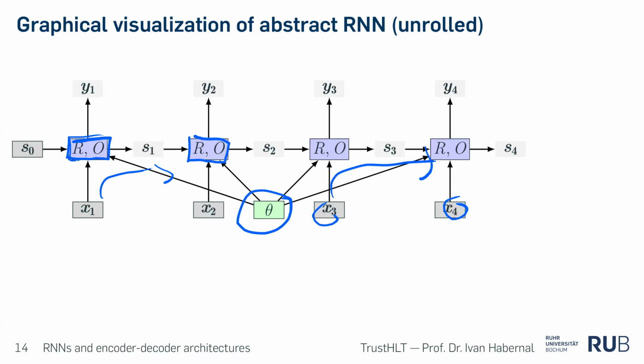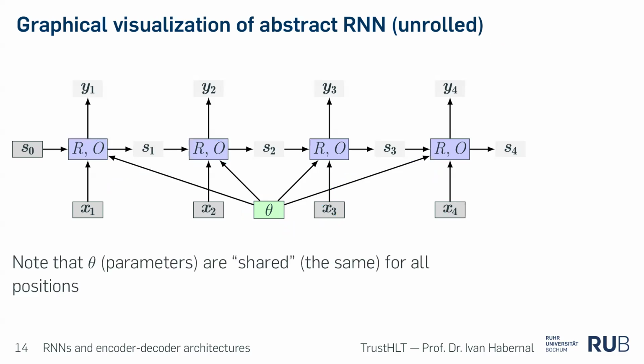All right. So this is also called the unrolled abstraction of an RNN. And note that these parameters are shared, so they are the same for all positions. These parameters are going to be, maybe some weights, obviously. Yes. Yeah, it is. Yeah.